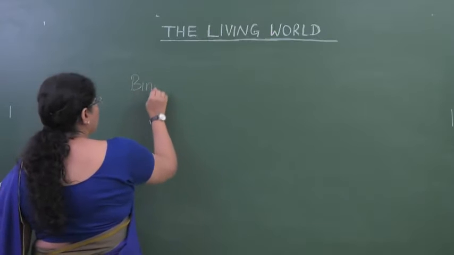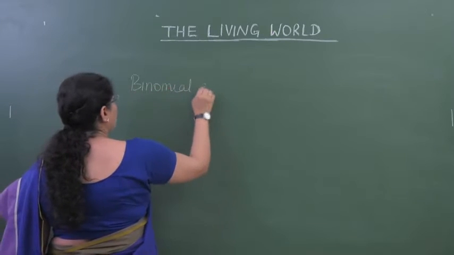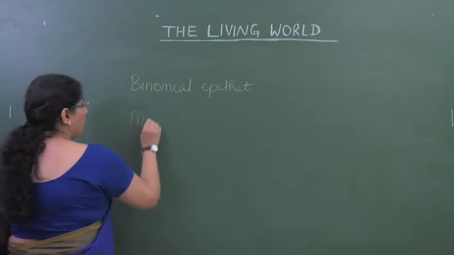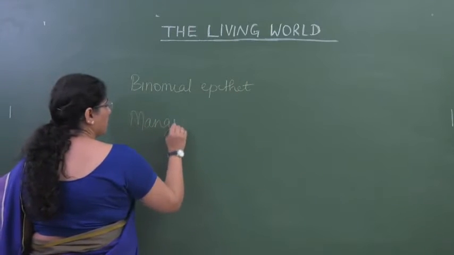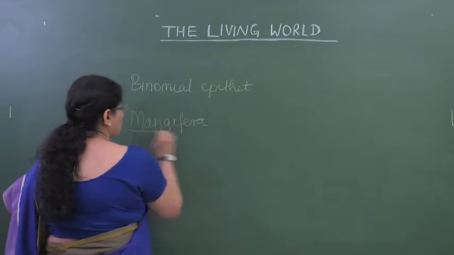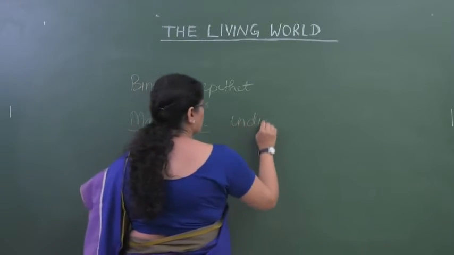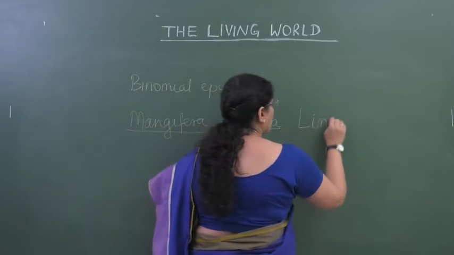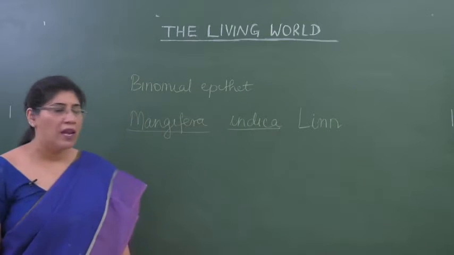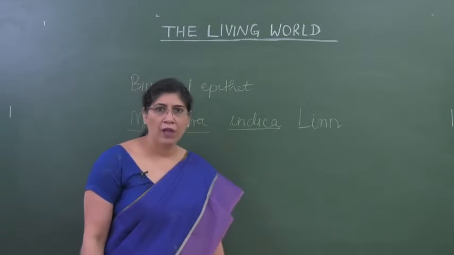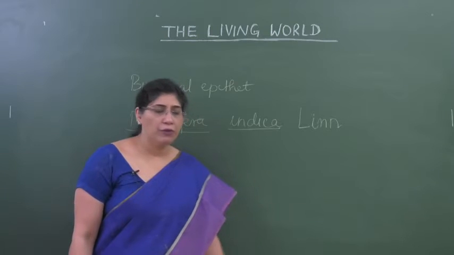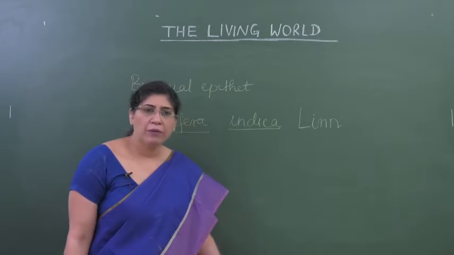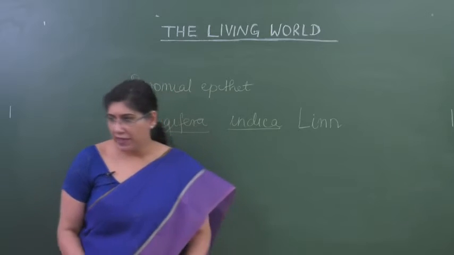We usually write the complete name as binomial epithet, which will have the generic name, specific epithet, followed by the name of scientist. Lin stands for Linnaeus. You will not underline Lin. You will not put it in italics. Why? It's a name of scientist.